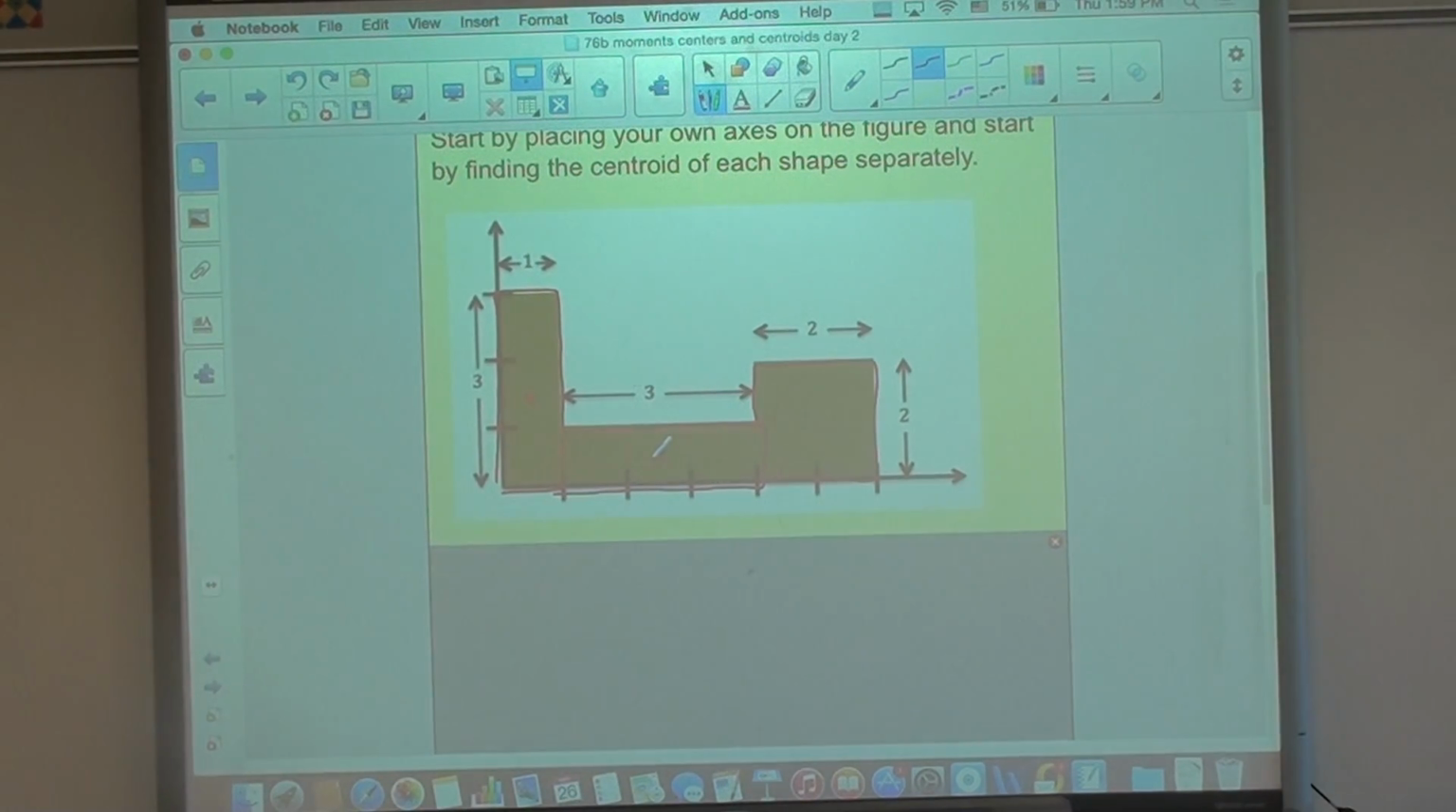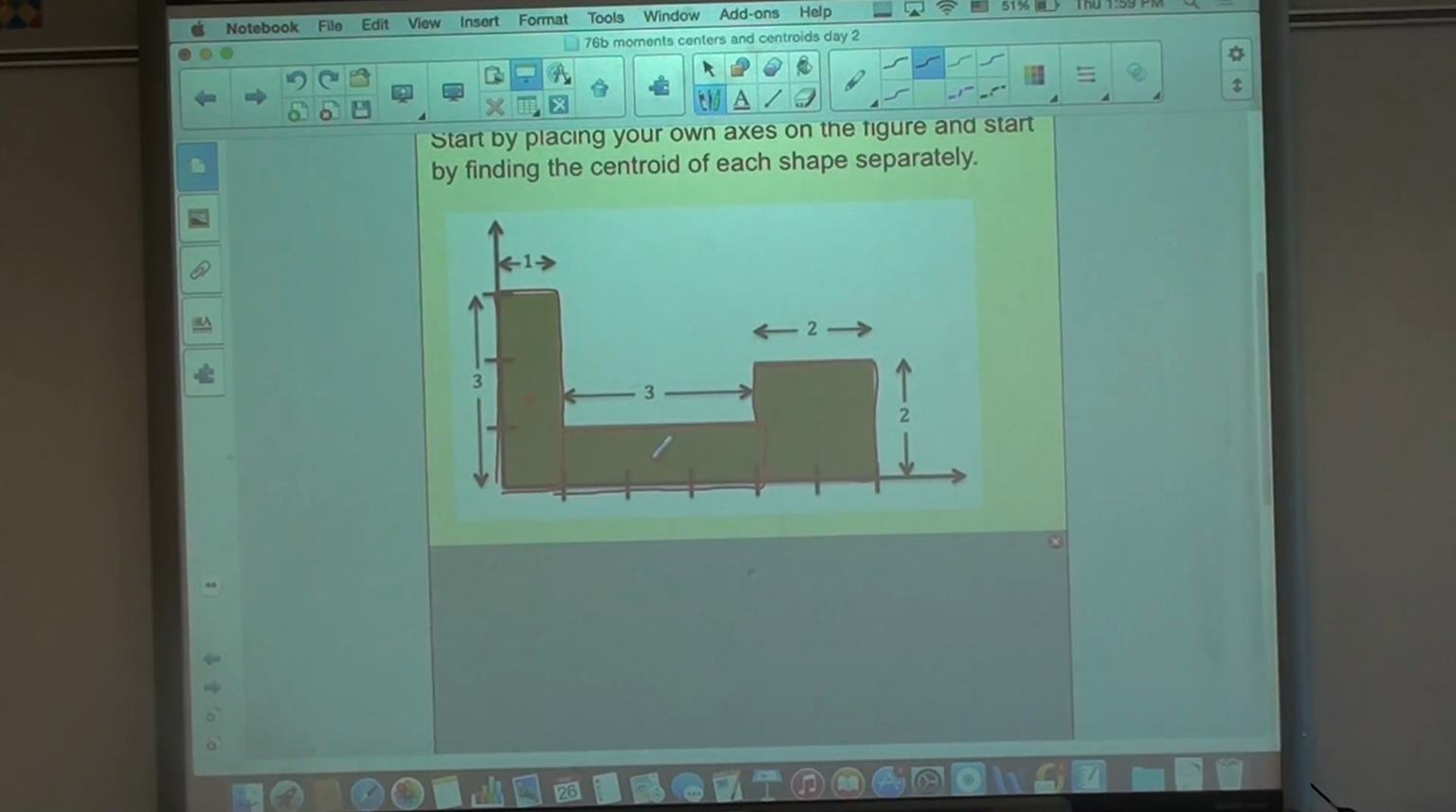Yes, Andrew? Is it possible for the center of mass to not be on the object? Yes, absolutely. Guys, did you hear that question? Is it possible for the center of mass to not be on the object? Absolutely. Just think of a donut, right? That was an excellent way of describing that. The center of mass does not have to be on the object.